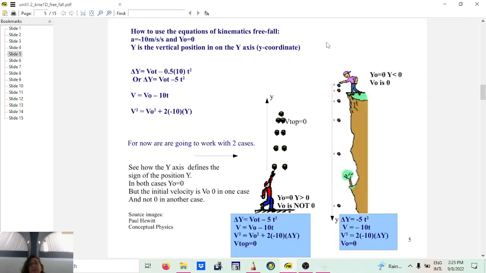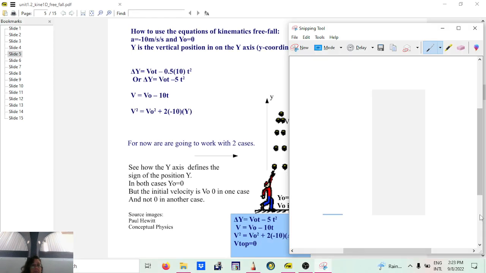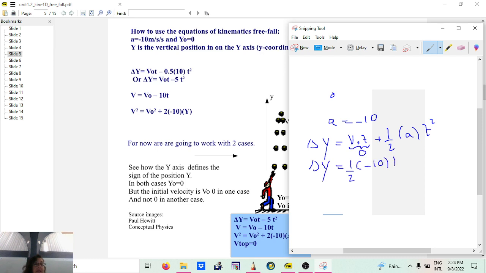Right, so it's the same. I can do it again just to make sure that everyone understands. We have, for example, a equals negative 10. So you have delta y equals initial velocity times t plus 1/2 a t squared. Nothing new under the sun. That's the same equation we have been playing with, except I have replaced delta x by delta y. Now delta y, you drop from rest, so the initial velocity is 0, equals 1/2 times the acceleration, negative 10, t squared. So delta y equals 1/2 of negative 10, which is negative 5 t squared. Okay? That's where it comes from.